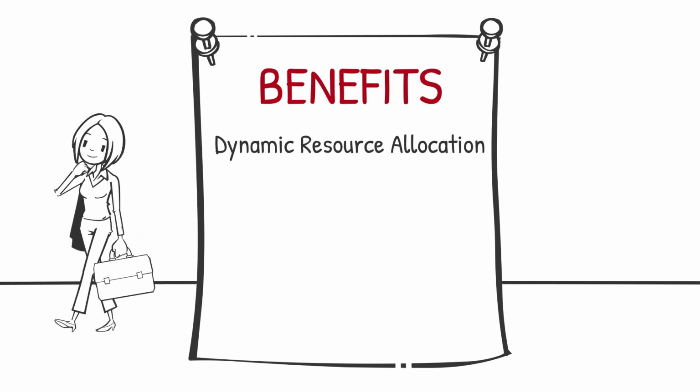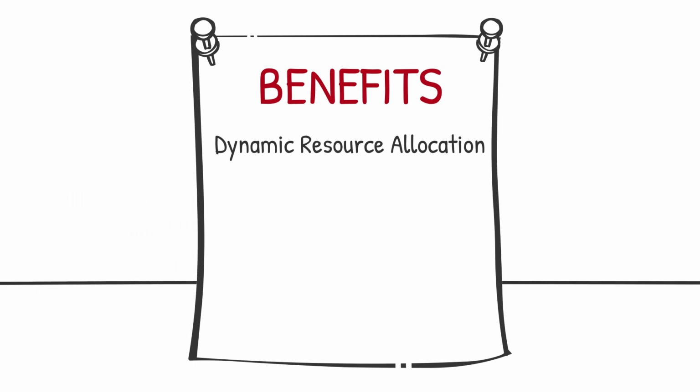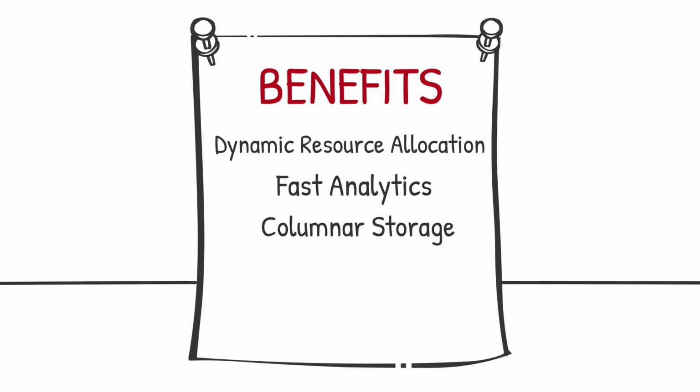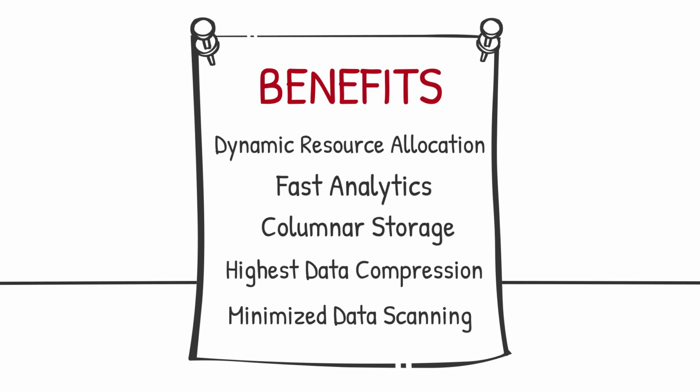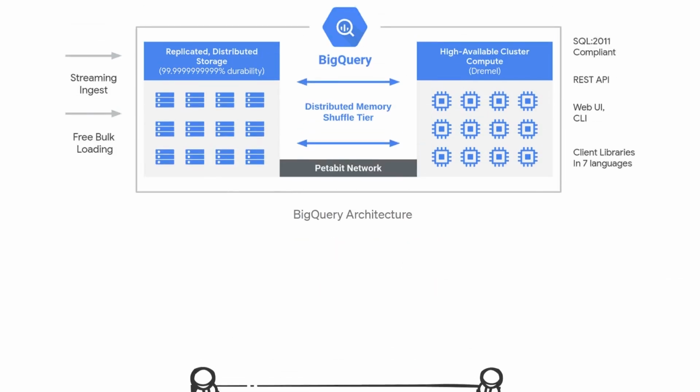With BigQuery, you no longer have to provision and forecast compute and storage resources beforehand. BigQuery allocates all the resources based on usage dynamically. Also, BigQuery provides super fast analytics on a petabyte scale through its unique capabilities and architecture, which we'll talk about. And since BigQuery uses a columnar data store, you can enjoy the highest data compression with minimized data scanning in the usual data warehouse deployments.